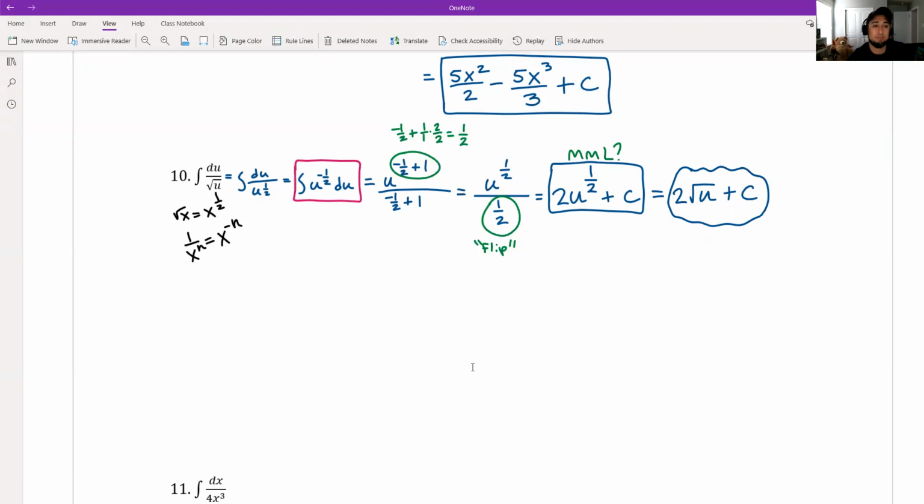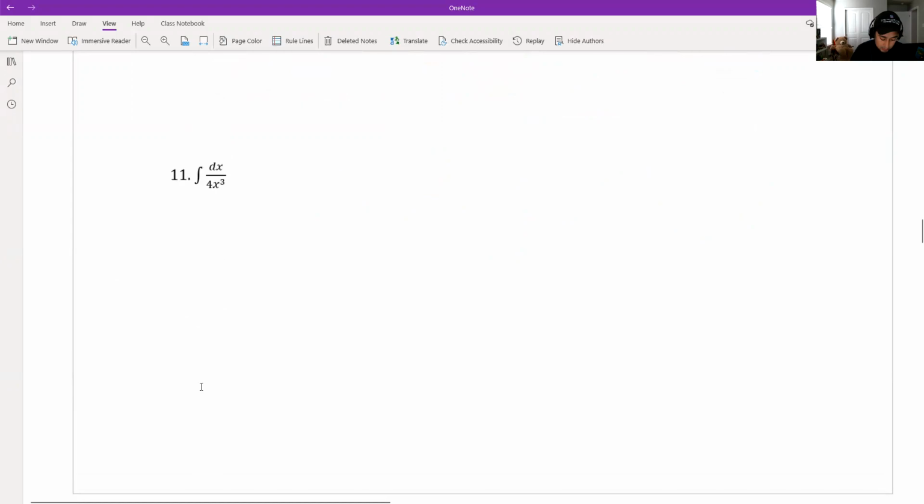Okay, again, number 11. Perfect. So once again, a lot of rewriting on this one. The first thing I'm going to do is take out the fraction. And when I say fraction, the fraction you see here is 1 over 4. So I'm going to take that out first. So my first rewrite will say 1/4 times the integral of dx over x cubed. And then the next rewrite is to take that x cubed and flip it to the numerator. So we'll have 1/4 times the integral of x to the -3 dx.